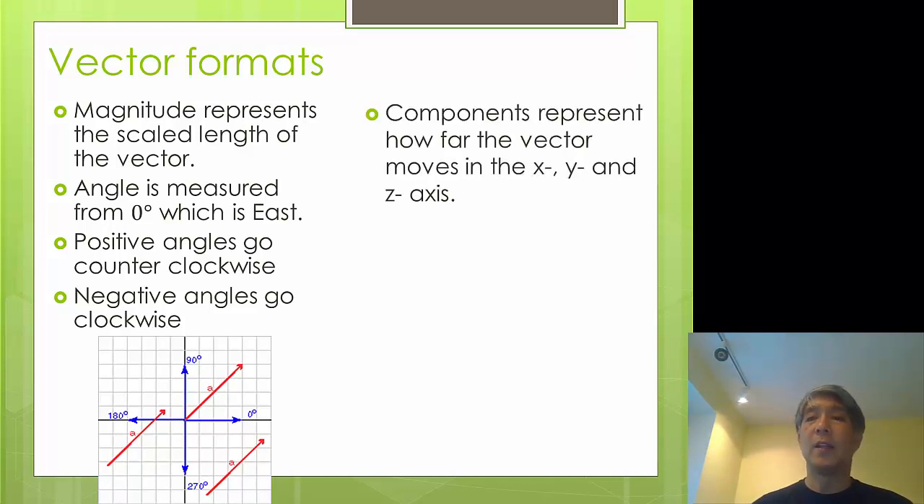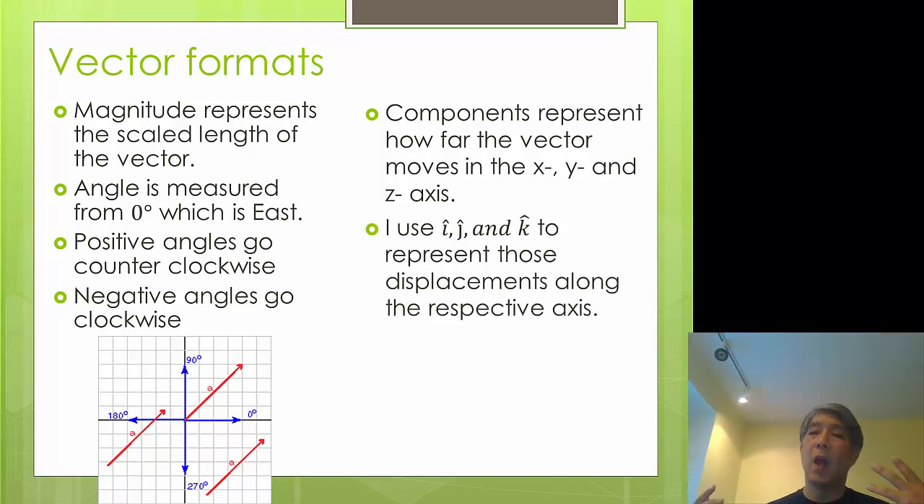In component format, this represents how far the vector moves along the x, y, and z axis. Fortunately, we're limited to just two axes, so we'll be looking only at the x and y axis. In IB Math, like I mentioned, you will have a third axis. I will be using the letters i hat, j hat, and k hat. These are common vector component nomenclature to represent the displacement along the x-axis, the y-axis, and the z-axis.